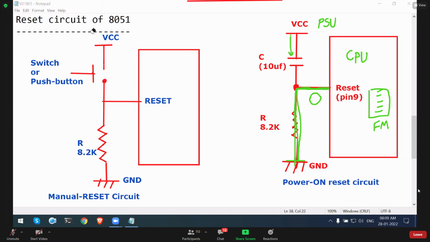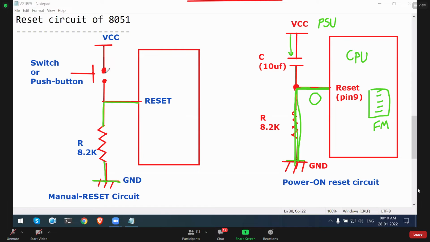And the reset pin will get connected to ground. When the switch is not pressed, your reset pin will get connected to ground here. Okay, so when you press the switch, these two contacts will get connected and the VCC will be given to the reset pin. And when you release the switch, your reset pin will get connected to ground.